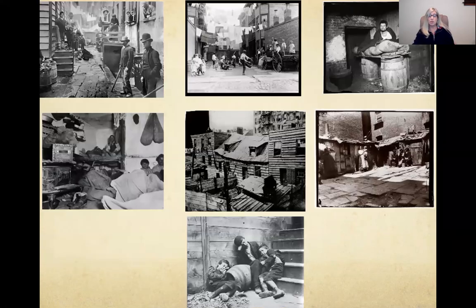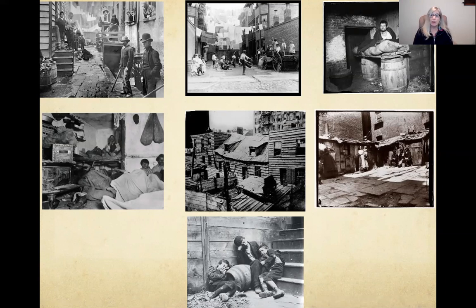These are some of the images that come out of his book, How the Other Half Lives. We've already looked at this picture of the crowded conditions in the tenement houses. Look at this alley. So you've got men with clubs, you've got people hanging out of the windows, you've got the laundry hanging on cords between the windows outside.